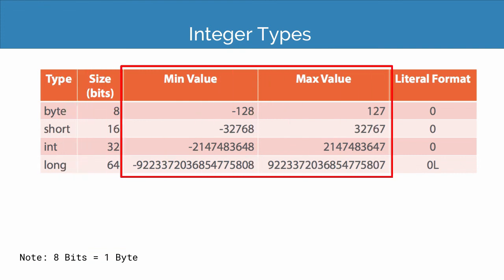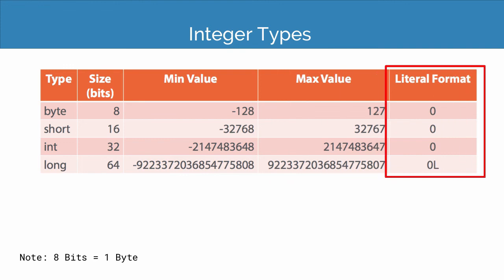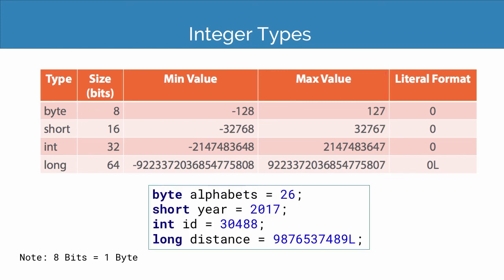And here I have two columns at the center, the minimum value that this data type can bear and also the maximum value that this data type can have. And on the right hand side, I have the literal format that shows that in case of long, we have to append capital L at the end. The rest of the integer types don't require any suffix. It is only in the case of long that we need to append capital L at the end. Now these are some examples of these data types, such as byte, short, int, and long. They all are basically number representation.